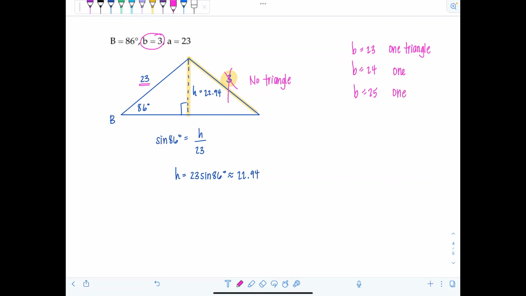How would you have two triangles? B would have to be bigger than 22.94, but less than 23. So like if B was, let's get wild, 22.99, then you would have two triangles, you know? But as is, there's no triangle, there's nothing to solve for, you just stop. As soon as you find the height and it's less than that side, you're done.